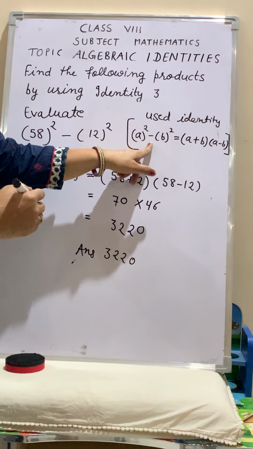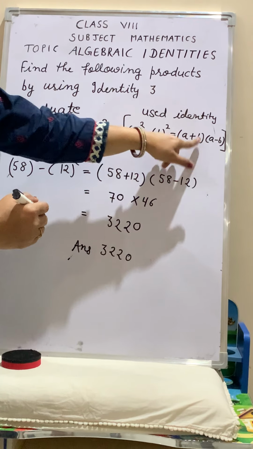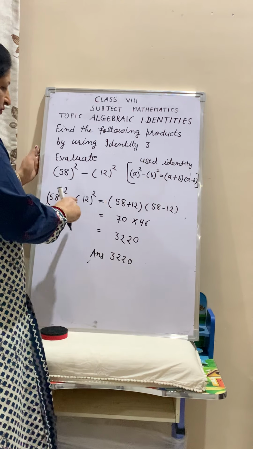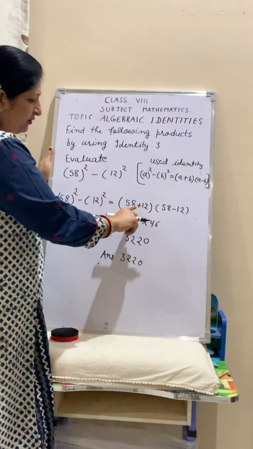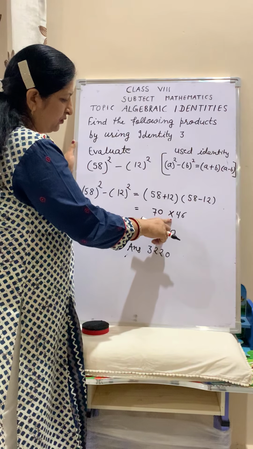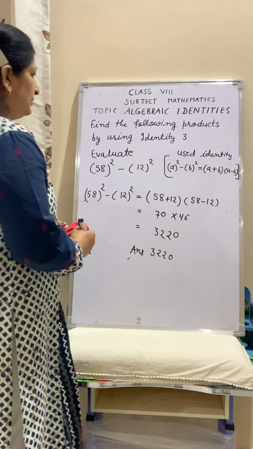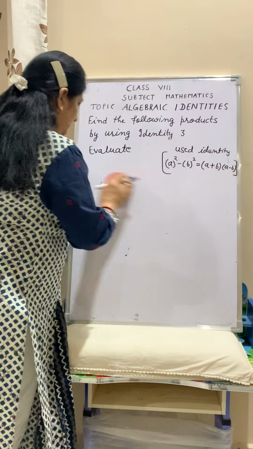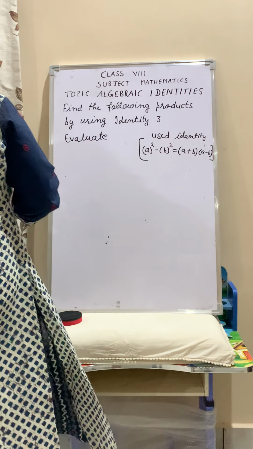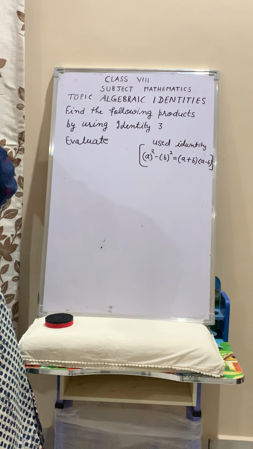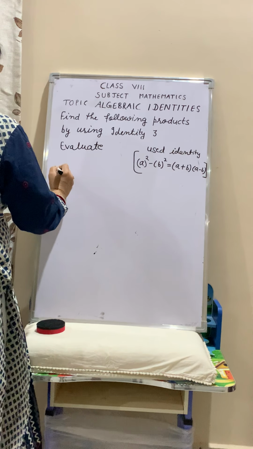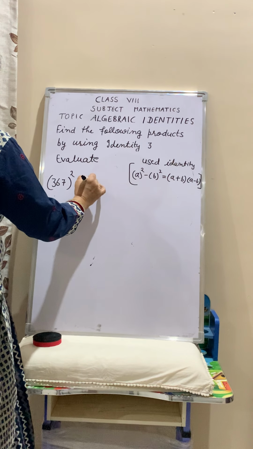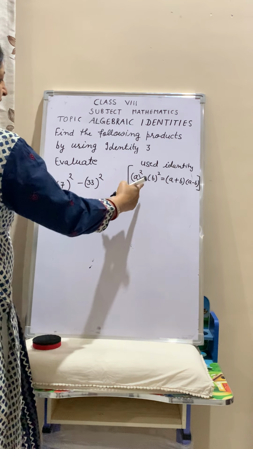3240. If the right hand side is given, you can write the left hand side. If the left hand side is given, you can write the right hand side. Now the right hand side is given, then you will write the left hand side and you will solve the brackets and then you will multiply. Second example, if you have to find out the value of 367 whole square minus 33 whole square. Same, the right hand side is given.